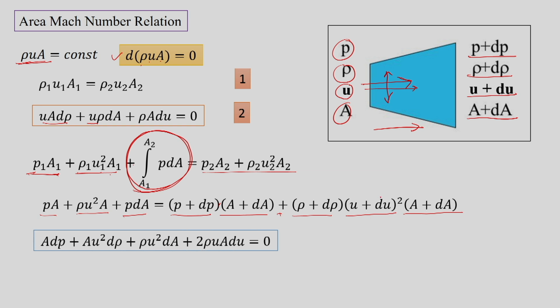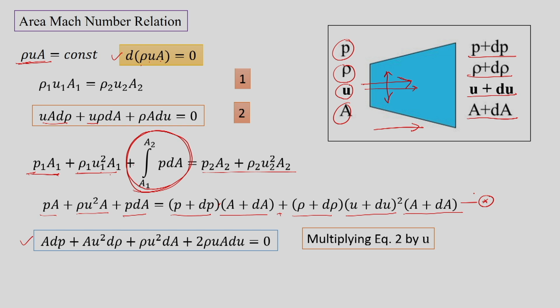After expanding this term, and again as we did in the earlier case, neglecting all the second order terms, we can get an expression which will be A dP plus A u square d rho plus rho u square dA plus twice rho u A du. This expression is basically obtained after multiplying equation 2 by u. We have got this expression.